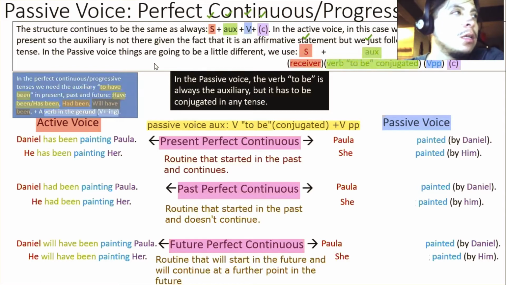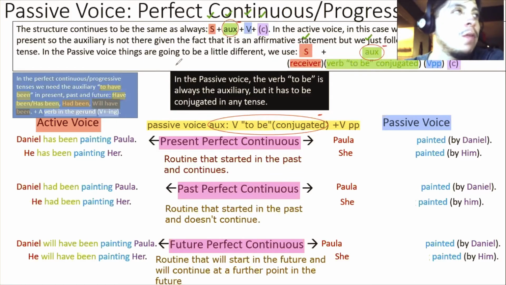Another important thing is that we know that to make negatives, the auxiliary takes the negative. In the case of the passive voice, the auxiliary is the verb to be. The verb to be takes the negative. The verb to be conjugated, right? Because the auxiliary for the passive voice is the verb to be, but it has to be conjugated, right? So this one is the one that takes the negative. If you have a negative statement, this takes the negative, this takes the negative, and this takes the negative.